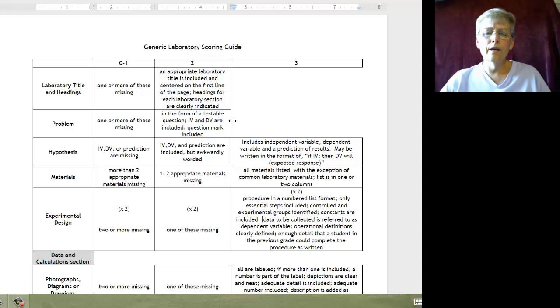Okay. Data to be collected is referred to as the dependent variable. So if I am collecting growth data on a tree, I'm going to say growth of tree, and then in parentheses I'm going to put dependent variable, or DV. The operational definitions are clearly defined. Okay, so an operational definition, that's how you defined growth of a tree in your lab.